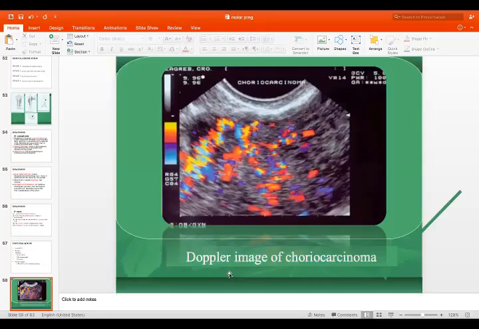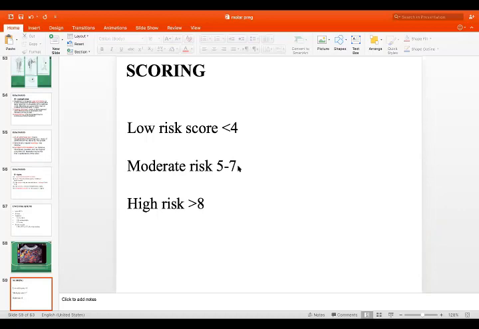This is the ultrasound image, Doppler image of choriocarcinoma. The image was provided and it has invaded the uterine wall. So whenever there is a patient with carcinoma, we have to score the patient in order to treat her.